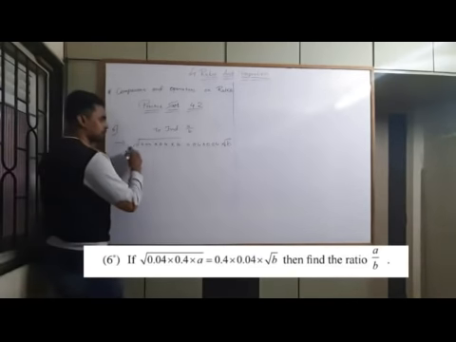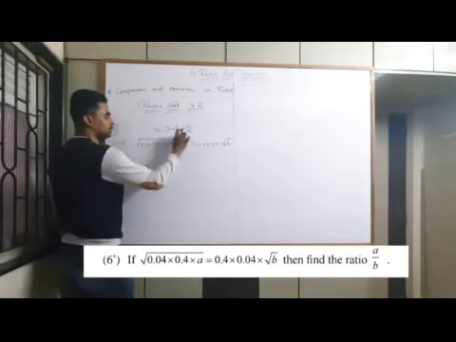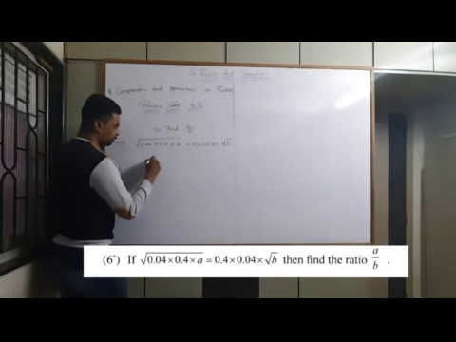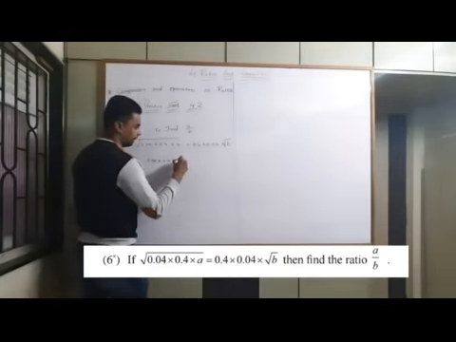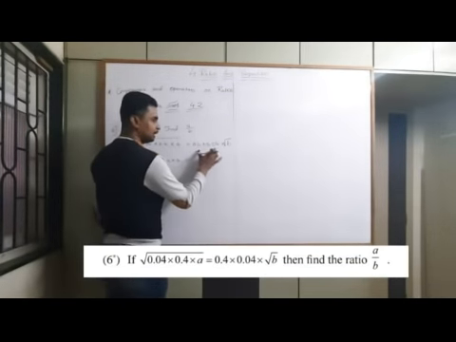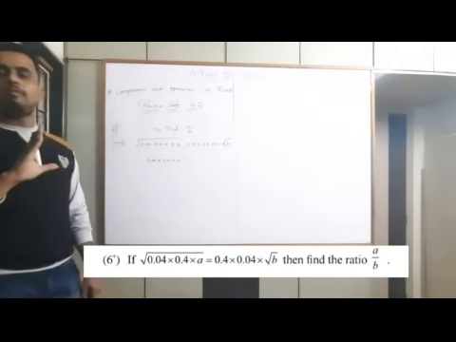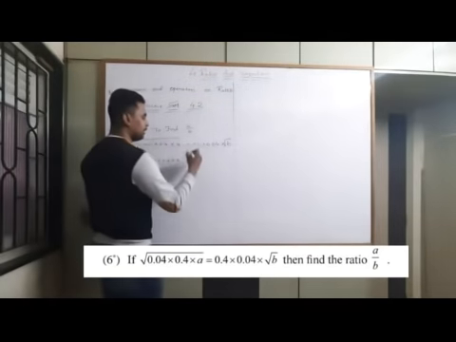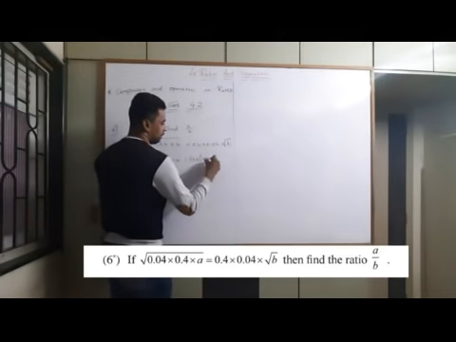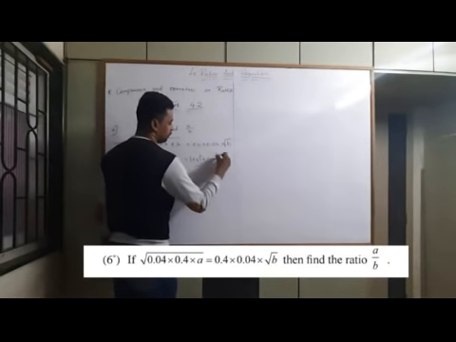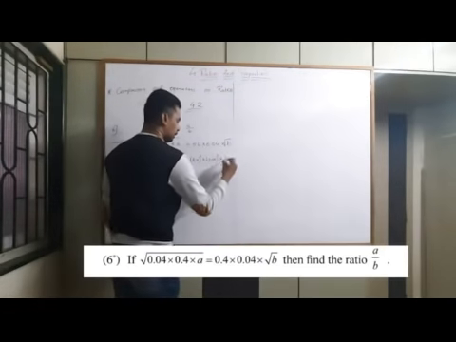So when I square both the sides, the root that is there for this term will be removed, and what I am left with is 0.04 multiplied by 0.4 multiplied by a. And on this side, these two terms don't have any square root. So when I square this, I will get 0.4 the whole square multiplied by 0.04 the whole square into root b will be converted as b.